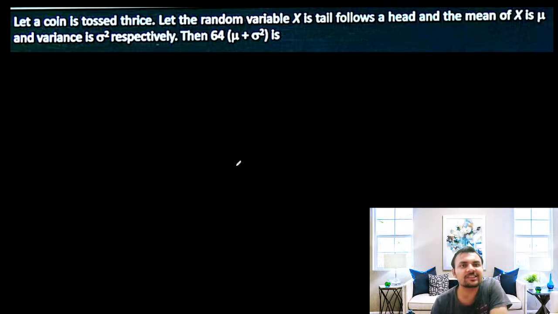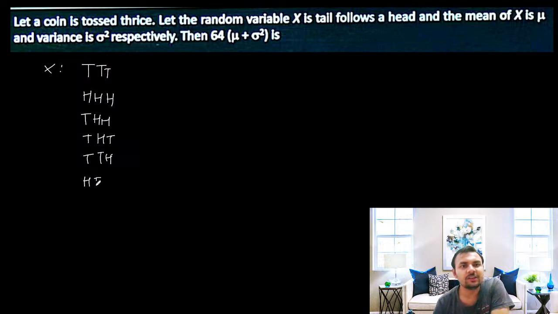A coin is tossed thrice. Let the random variable x be a tail following a head. So the total sample space is: tail, tail, tail; head, head, head; tail, head, head; tail, head, tail; tail, tail, head; head, tail, head; head, head, tail; head, tail, tail. Okay, 1, 2, 3, 4, 5, 6, 7, and 8 possibilities.